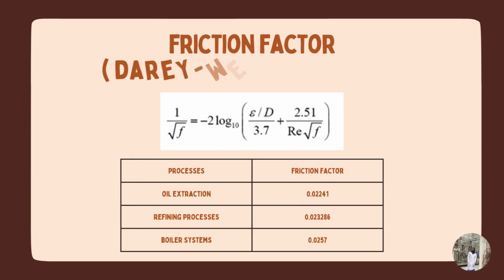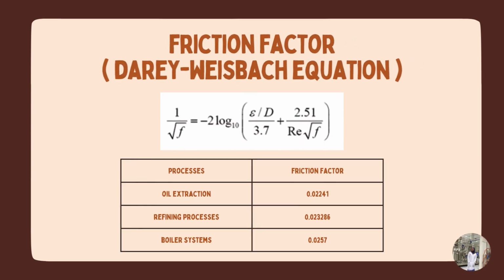For the friction factor, we use the Darcy-Weisbach equation. So here is the formula for friction factor. We have calculated the friction factor for each process, and for the oil extraction, the friction factor is 0.02241. For refining process, 0.023286, and for the boiler system, 0.0257.